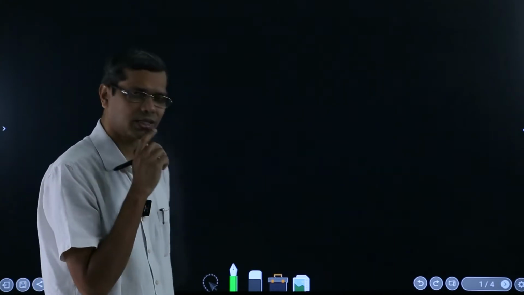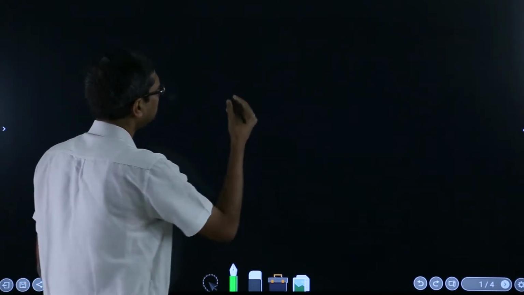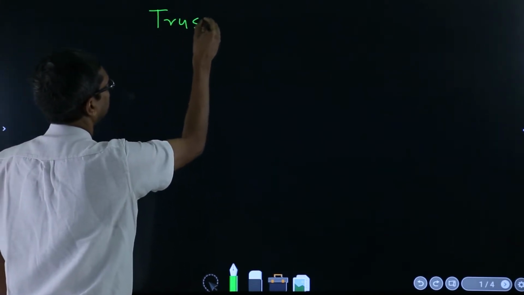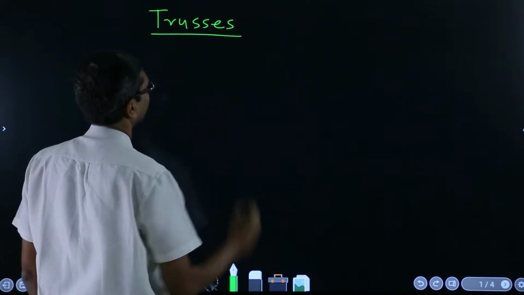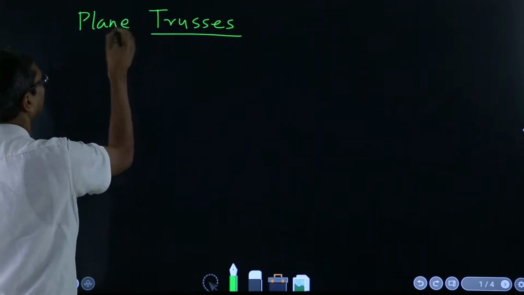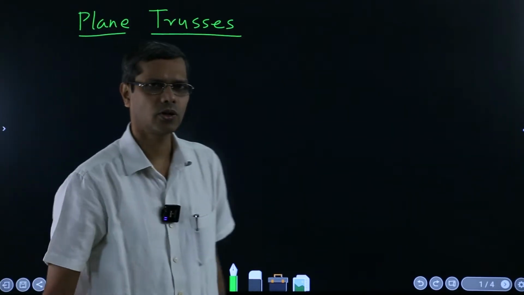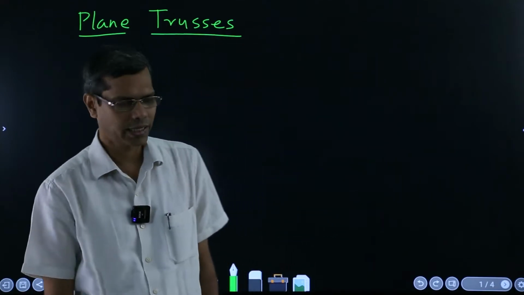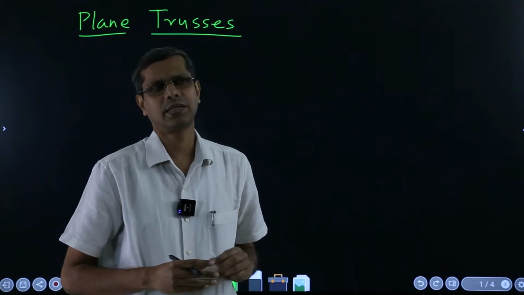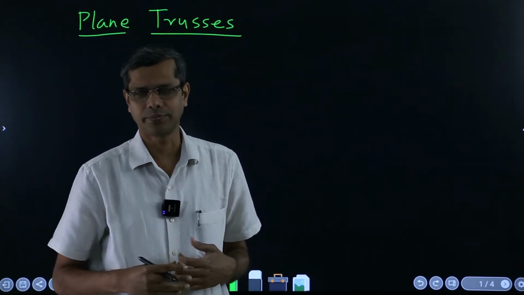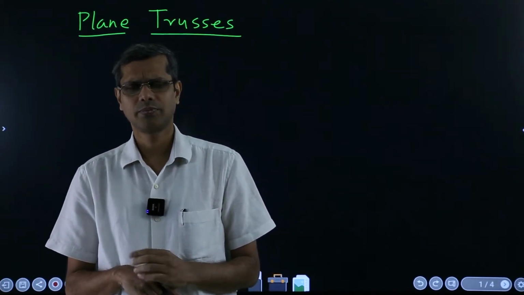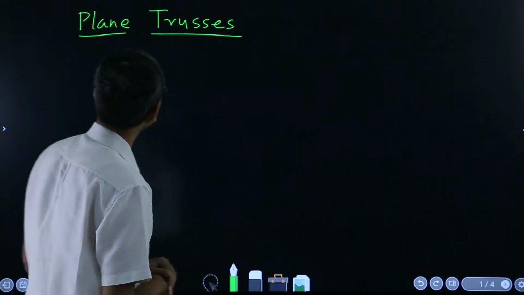Now, what are these trusses? Let me write it here. Trusses. In fact, I should write plane trusses. What it means is we are talking everything in 2 dimension, not in 3 dimension, but whatever we discuss for 2D can very easily be extended to 3D. So first you concentrate on 2D, then it will be very easy to extend it.